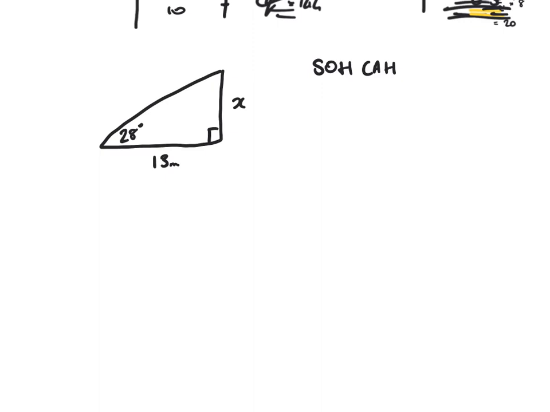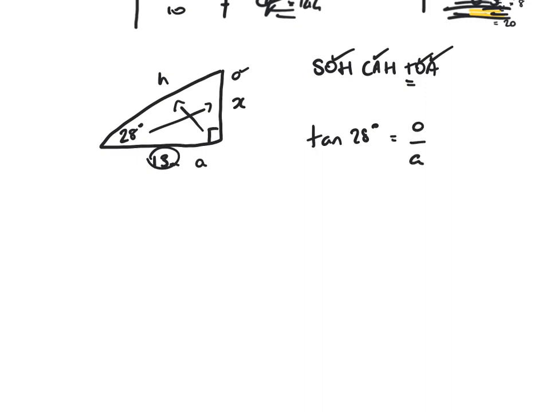So for SOHCAHTOA right angle trigonometry, if you're looking for a side, you tick off the side you've got and the side you're looking for. Okay, so that's the hypotenuse, that is the opposite, and that is the adjacent. So you tick off the side you've got and the side you're looking for. So we've got the adjacent, and we're looking for the opposite. Where you get 2 ticks, that's your ratio, so we're using the tan ratio. So that's tan of 28 is equal to the opposite over the adjacent.